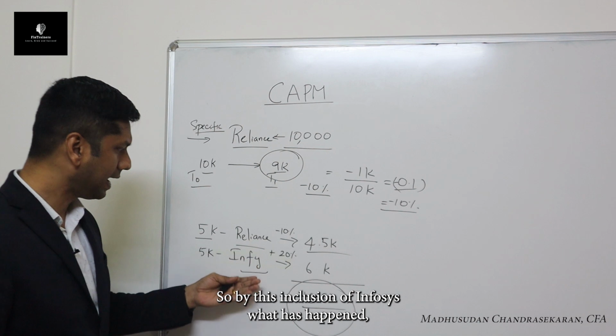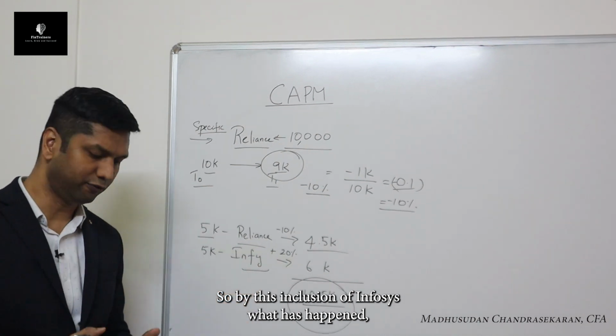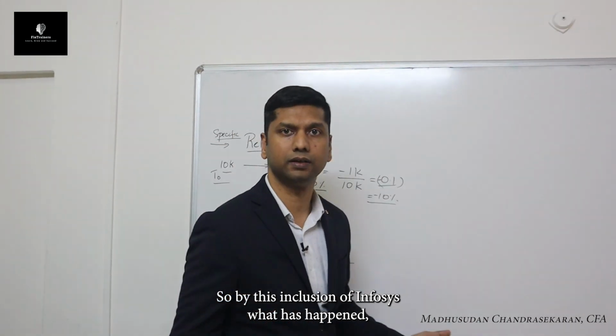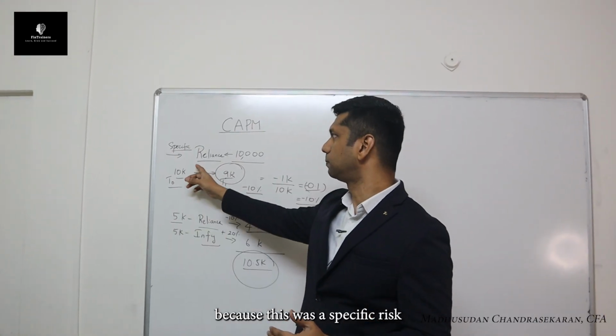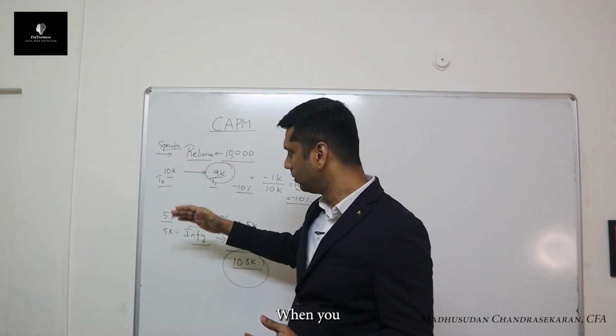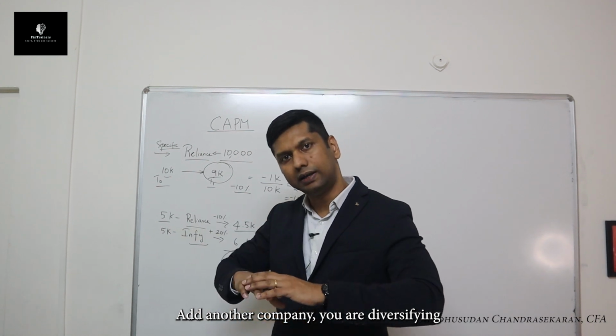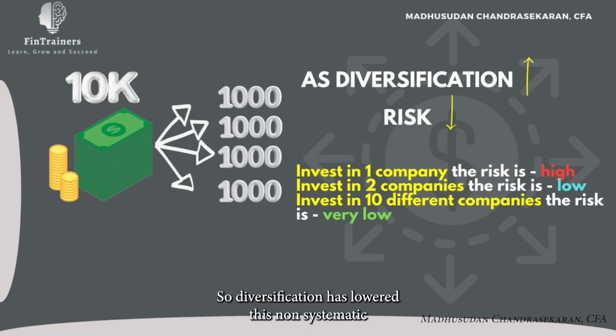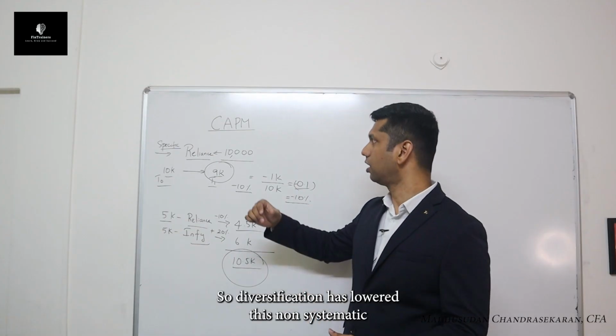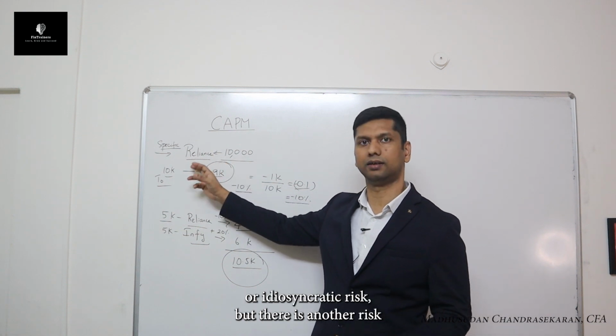So by this inclusion of Infosys, what has happened? You have lowered your risk. Because this was a specific risk, when you add another company, you are diversifying that risk away. So diversification has lowered this non-systematic or idiosyncratic risk.